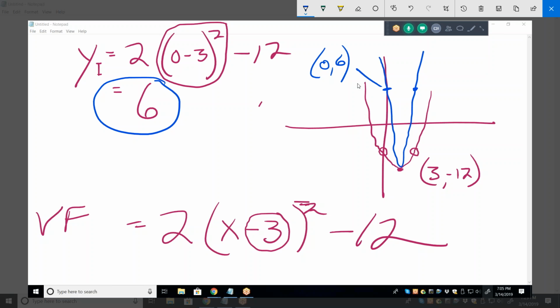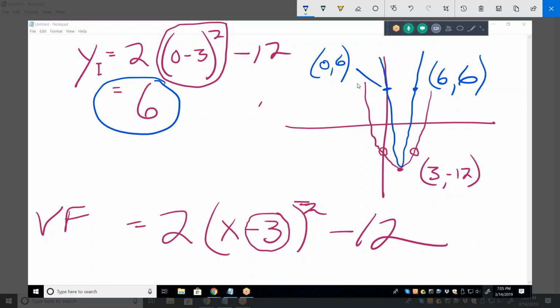Now, what's this point over here? Does it look like 0? No. It would be, hold up, would it be 6? Good. It's the second one, and then the second one would be 12. Is it the same y-intercept as its opposite? Yeah, 6 and 6.